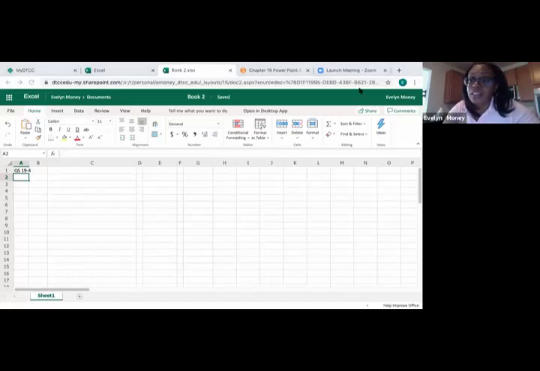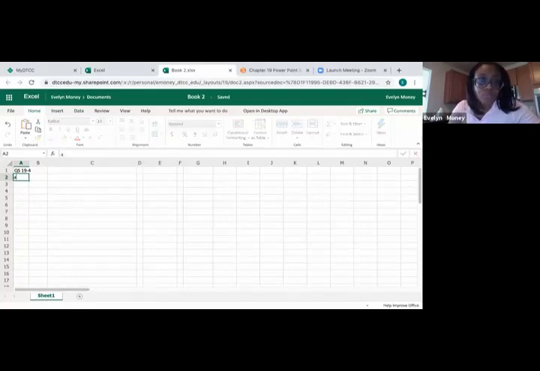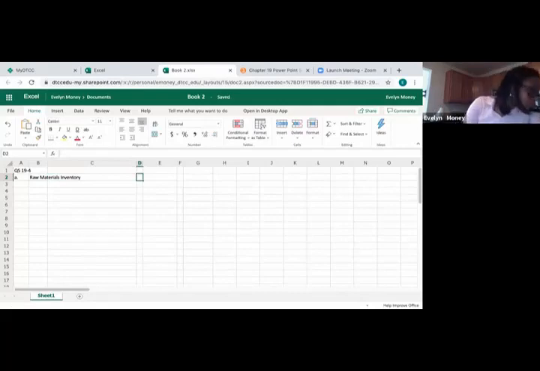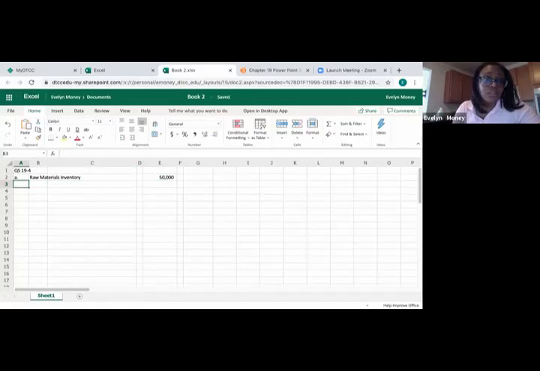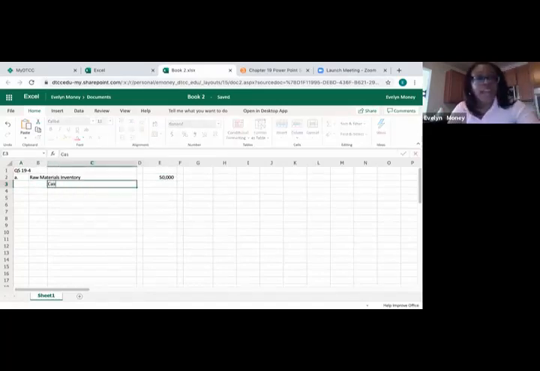And so when we purchase raw materials, we debit the inventory account, raw materials inventory, for $50,000. And then we credit, let's see, we purchased it for cash, so we credit cash for $50,000.